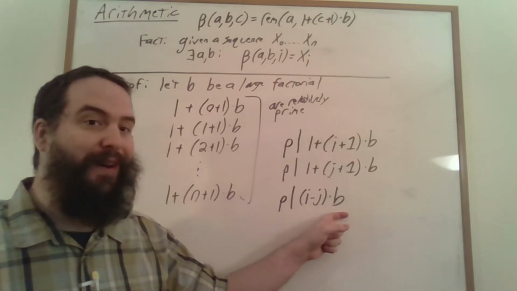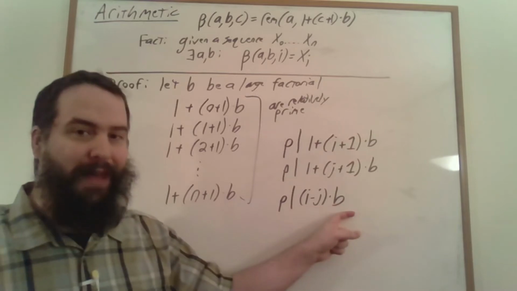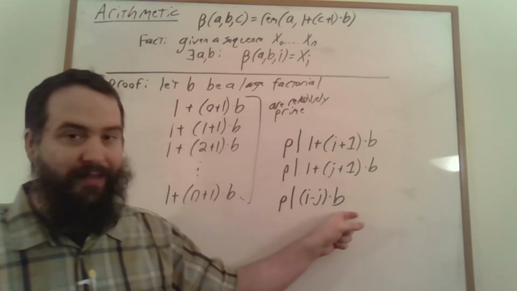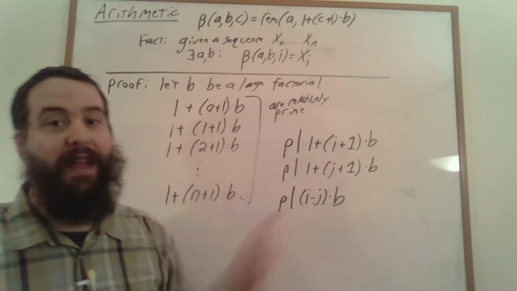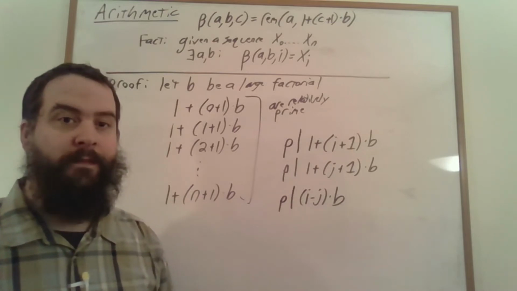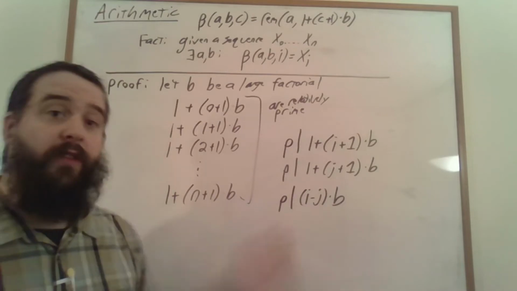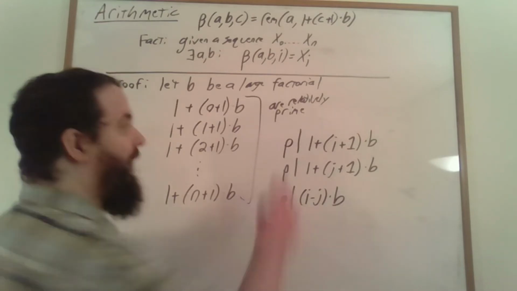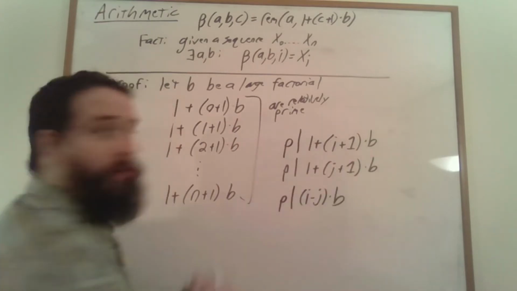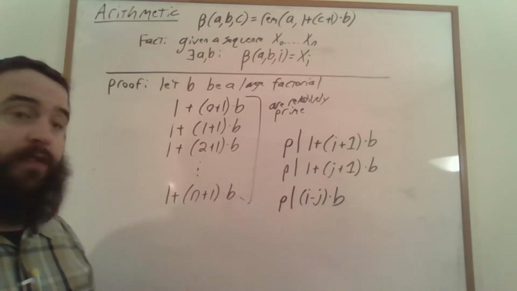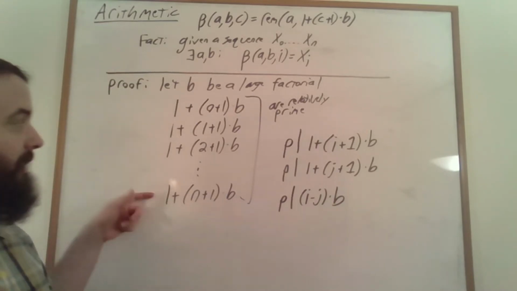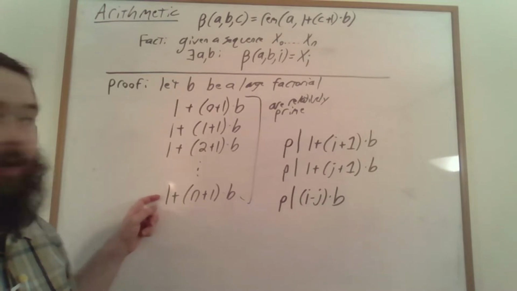And so, because p doesn't divide into b, but i minus j does divide into b, then p also can't divide into i minus j, because then it would, by transitivity, divide into b. So this is a contradiction. We can't have a common prime factor of two of these terms. So what we've done is we've proved that there is an arithmetic sequence of numbers which are relatively prime to each other.